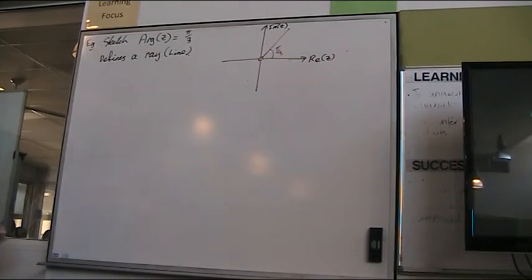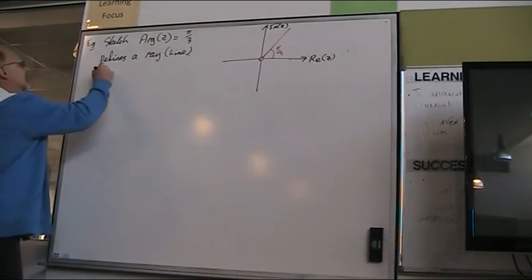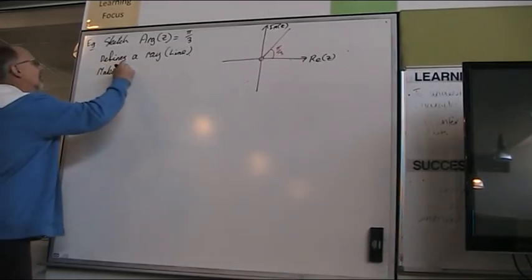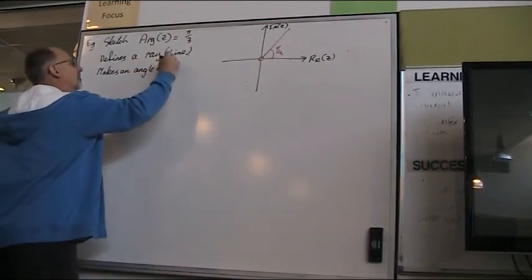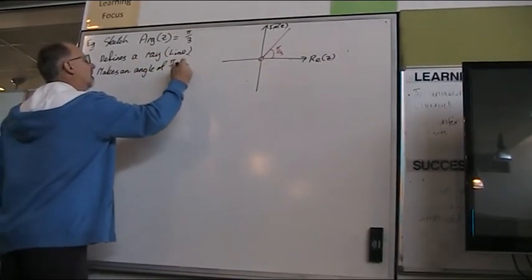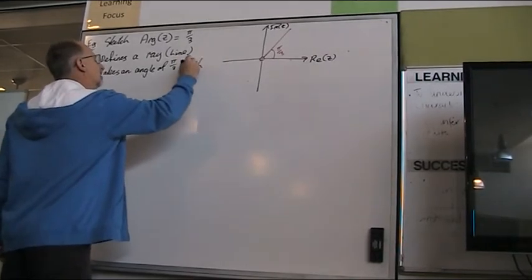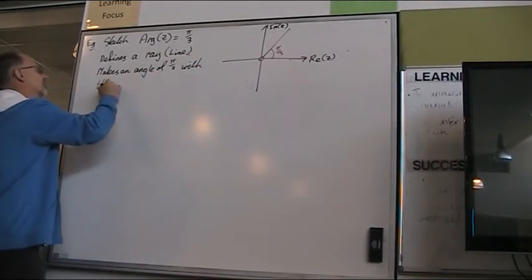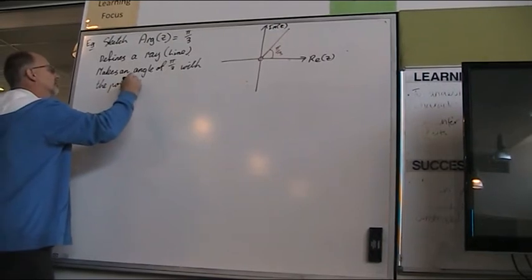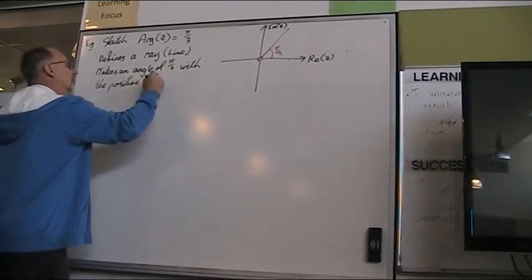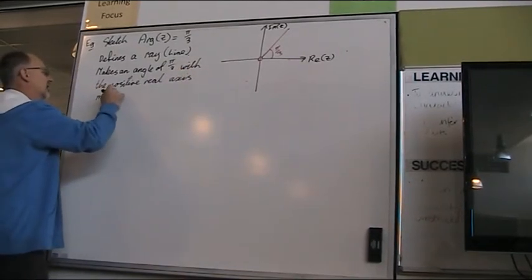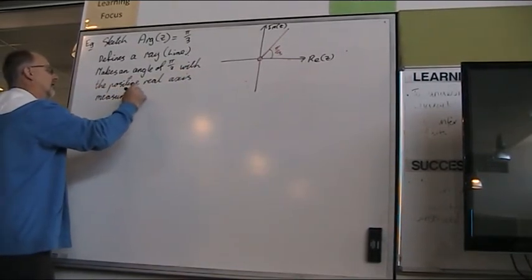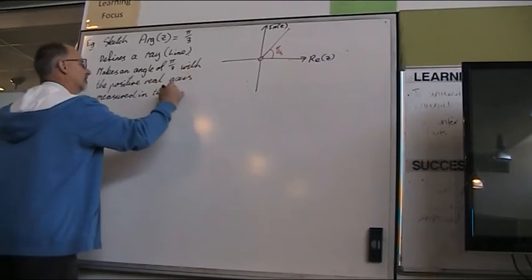Defines a ray or line. It makes an angle of pi on 3 with the positive real axis, measured in the anti-clockwise direction.